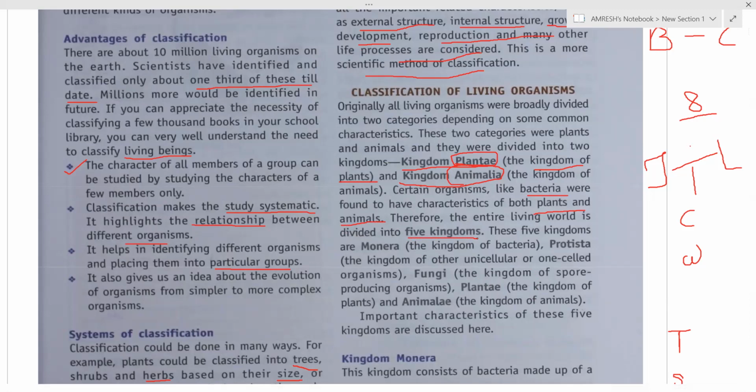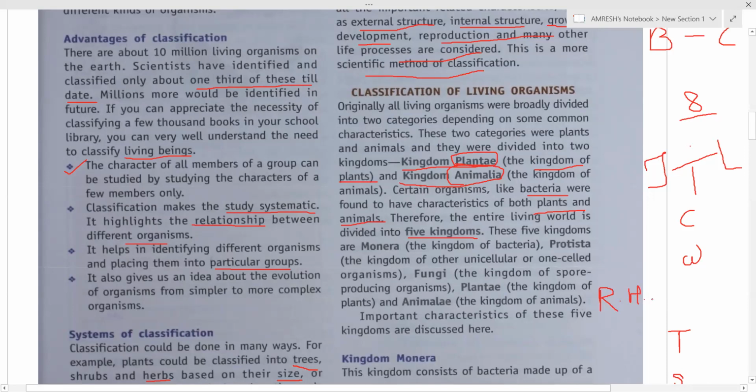we can't include bacteria in plants or in animals. Some say that bacteria are plants, some say bacteria are animals, but we can't include bacteria wholly in plants or wholly in animals. So we made a separate kingdom for bacteria, separate kingdom for Protista, separate kingdom for fungi, separate kingdom for plants, separate kingdom for animals. So this divided organisms into 5 kingdoms. This was done by the scientist R.H. Whittaker. This is an extra point.